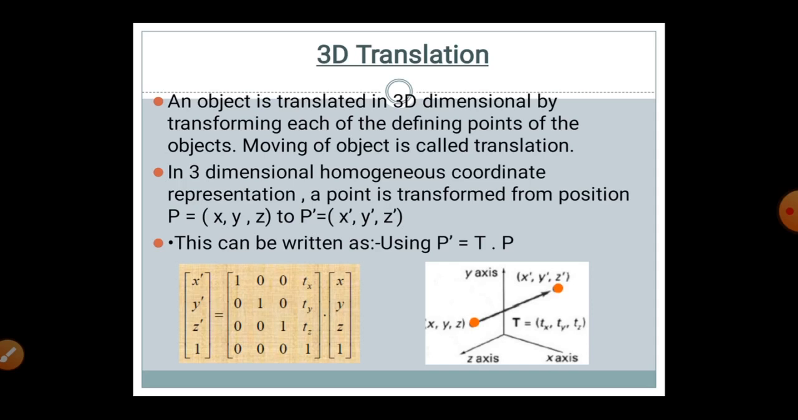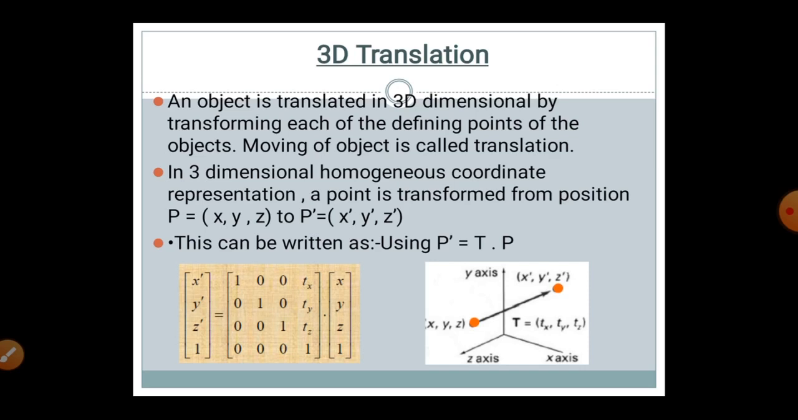An object is translated in three dimensions by transforming each of the defining points of the object. Moving an object is called translation. Generally we know that moving an object is called translation. Now in 3D we can also move points in the xyz plane, that is the 3D plane, with respect to the initial coordinates x, y, z, moved along a distance, and the new point will be x dash, y dash, z dash. The point is moved in the 3D plane from point 1 to point 2, which can be represented as P of x, y, z to P dash of x dash, y dash, z dash.